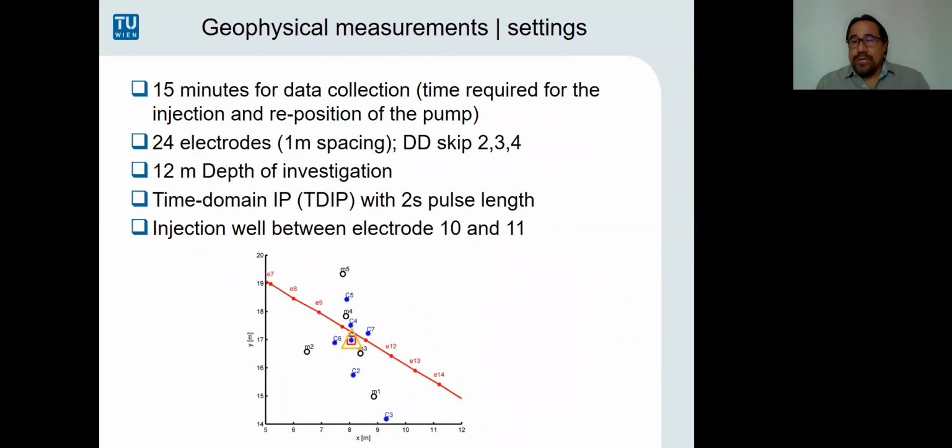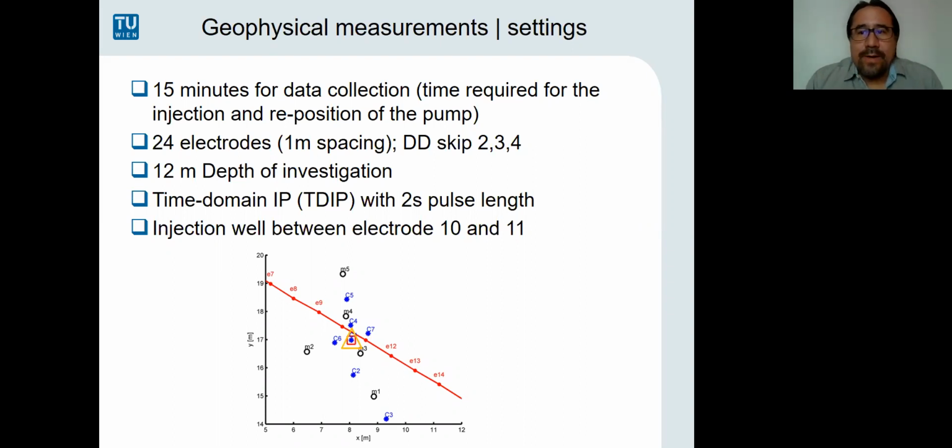There were some restrictions for our data collection. They told me, okay, we have 15 minutes, which is the time that the injection takes, and that is the time I have for the collection of data. We also have 15 minutes to collect data in the time that they were using to place the pump in the next injection point. So I only have 15 minutes to collect the data, and we have a maximum length of 24 meters. That was the maximum length.